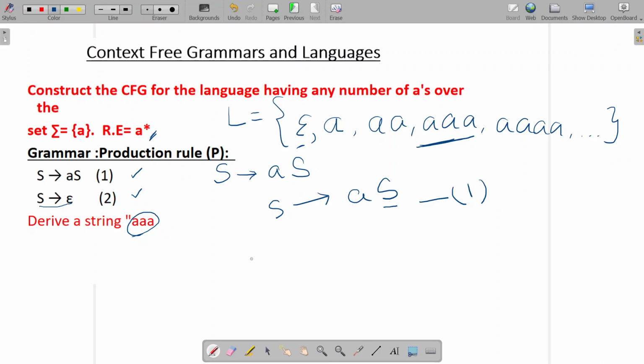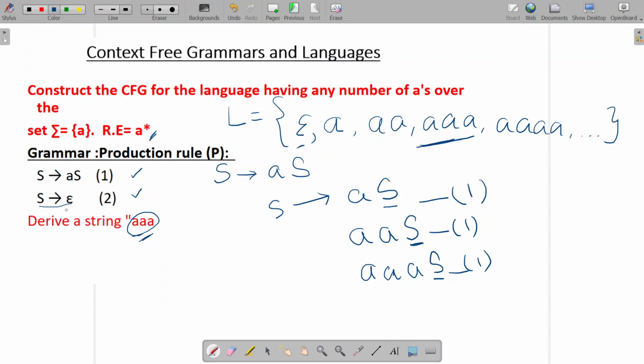So again I am going to apply the first production rule because I want three a's. Applying production rule 1 again, I have aaS. Now I have two a's. What is my objective? I need to derive three a's. So again this S will be replaced by aS, applying production rule 1. Now what do I have? aaaS. But what is my requirement? It is only triple a. So I have to make this S disappear.